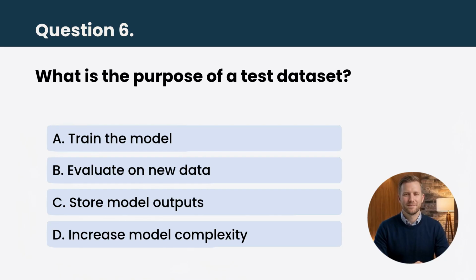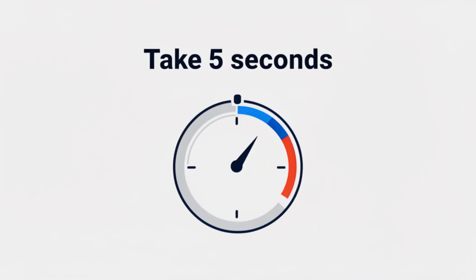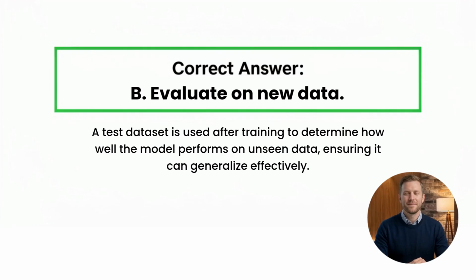Question 6. What is the purpose of a test data set? A. Train the model. B. Evaluate on new data. C. Store model outputs. D. Increase model complexity. Take 5 seconds before answering. The correct answer is B. Evaluate on new data. A test data set is used after training to determine how well the model performs on unseen data, ensuring it can generalize effectively.